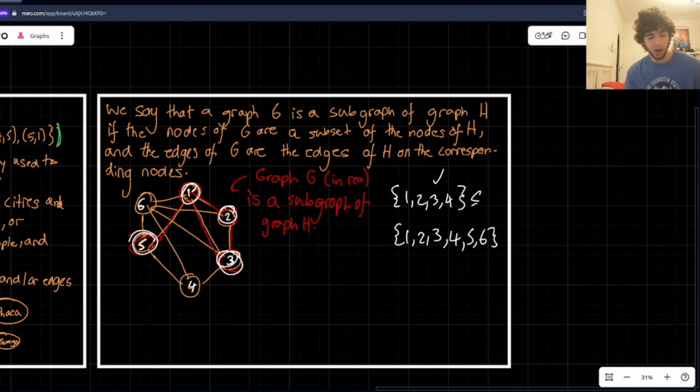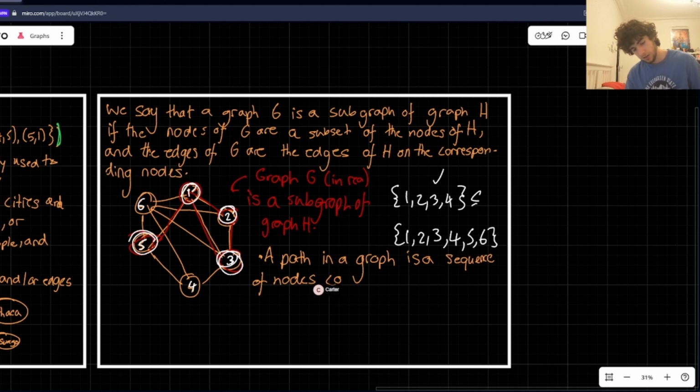And then we also have things called paths. So a path in a graph is effectively a sequence of nodes connected by edges. So for example, a specific path might just be this path. So you go from 1 to 2, 2 to 3, 3 to 1, and then 1 to 5. That's a path. Effectively, any sequence of nodes connected by edges is a specific path.